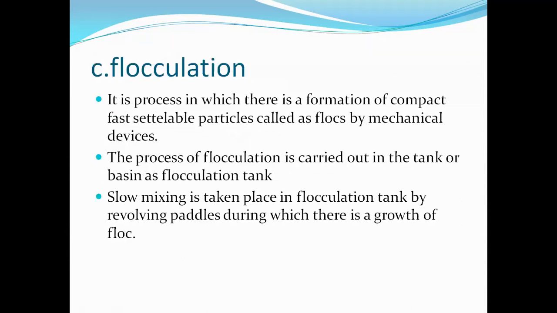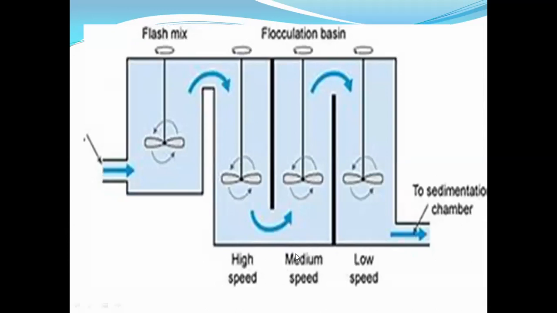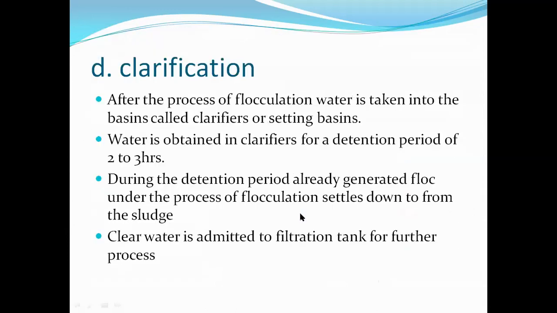Then after mixing, the third process is flocculation. Now see, what is flocculation? The process of flocculation is the same as the process of a mixer which is used in homes. It is the process in which compact or fast-settleable particles called flocs are formed by a mechanical device. The process of flocculation is carried out in tanks or basins called flocculation tanks. Now see, this is the process of flocculation. Then after flocculation, the fourth process is clarification.